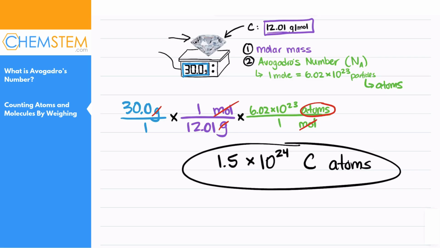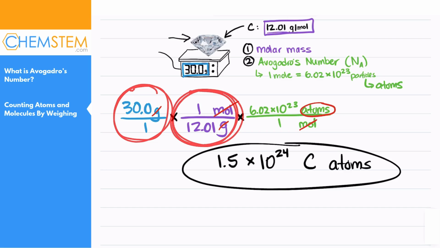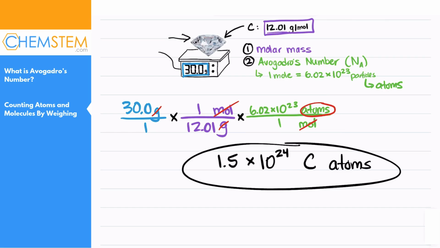And the great news is you didn't have to count them one by one. What you did was you took the mass of that substance, you divided by the molar mass to get moles, and then you multiplied by Avogadro's number to figure out how many atoms there were. That's how you count things without having to count them. You really just counted them by weighing. Saves a lot of time.